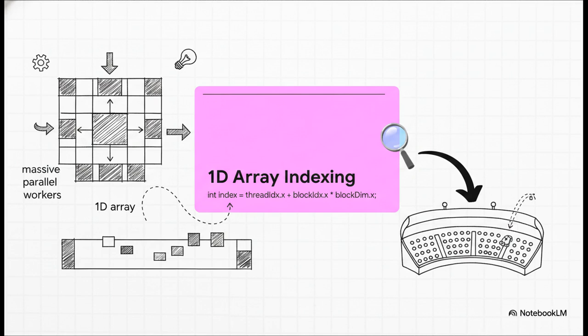See, in a massive grid, you can't just rely on a simple thread ID, because threads are grouped into blocks. So to pinpoint exact data in a 1D array, we combine the thread index, the block index, and the block dimension. It's kind of like finding a specific seat in a massive stadium, right? You need the section number, the number of seats per section, and the specific seat number. That is exactly what this formula is doing for us.